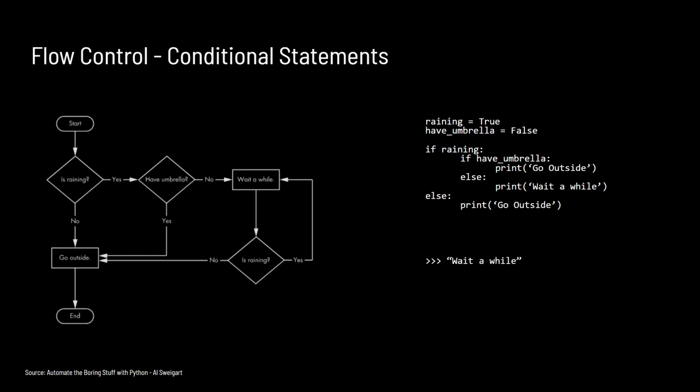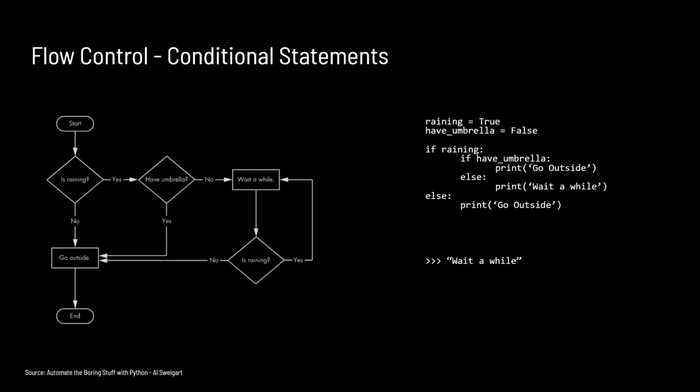This is a diagram that explains how flow works in a computer program. On the left side, it's not even a program. It's just asking, should I bring an umbrella today? Okay, I'm going to start. Is it raining? Yes. Do I have an umbrella? No. Okay, maybe I should wait a while before I go outside.